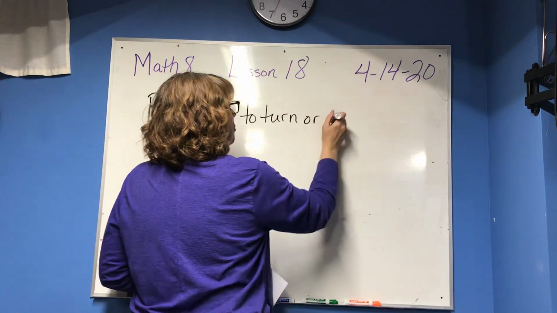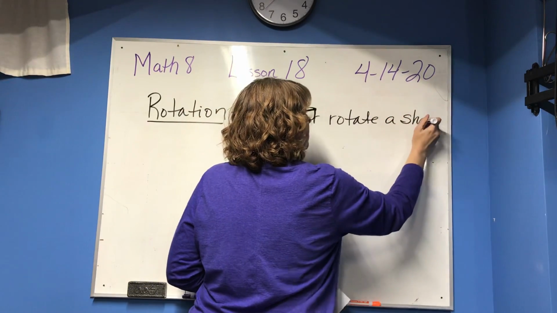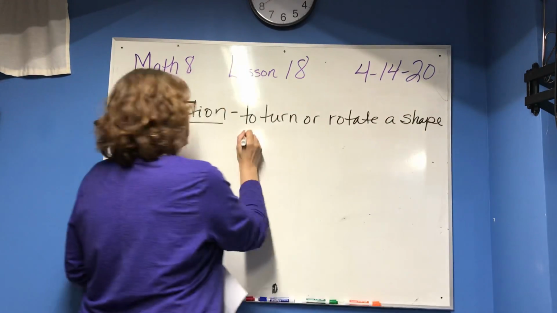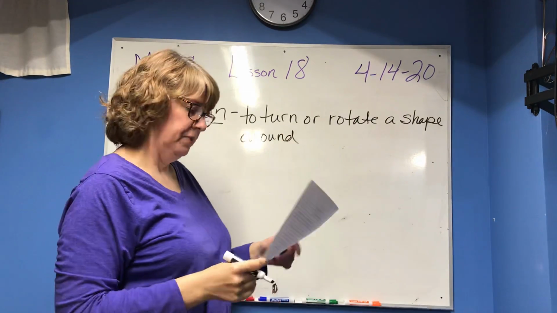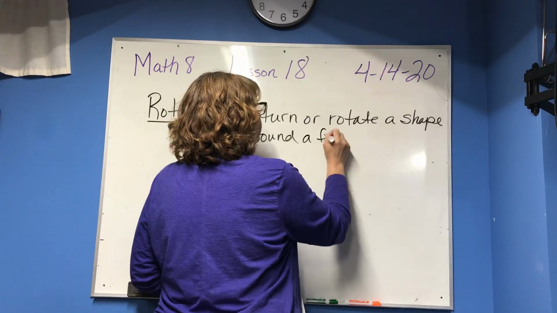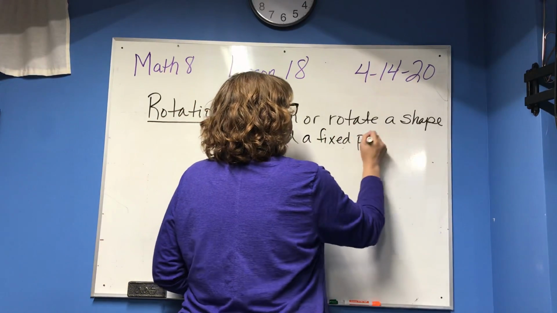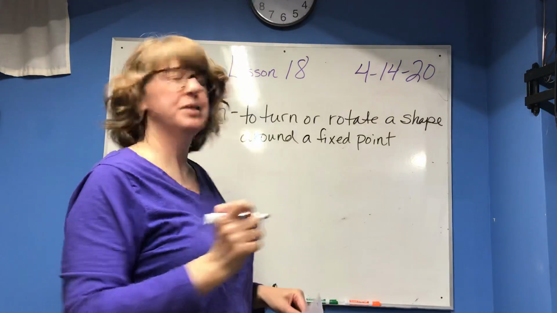To turn or rotate a shape. Now I'll add the extra part here. Around a fixed point. Okay, and that's called the center of rotation.